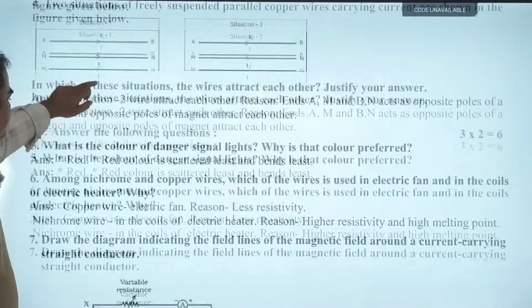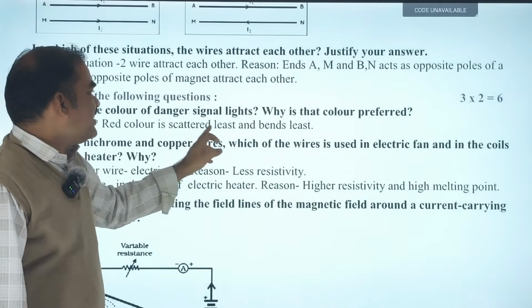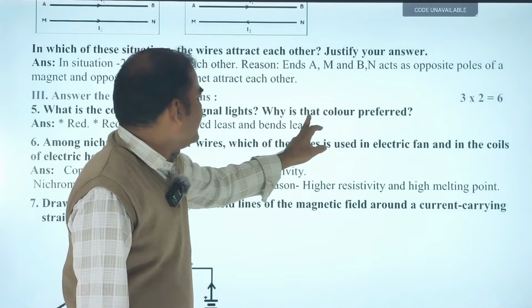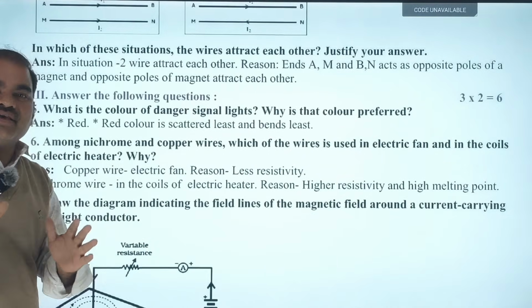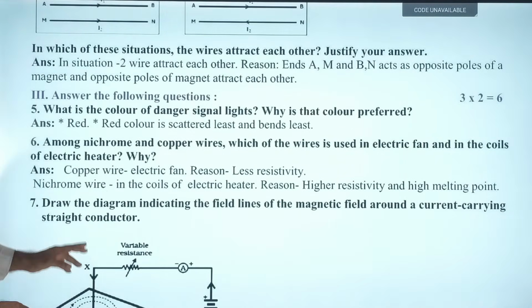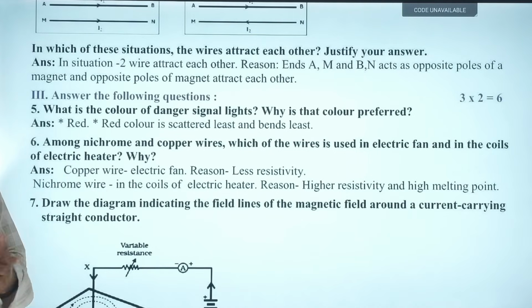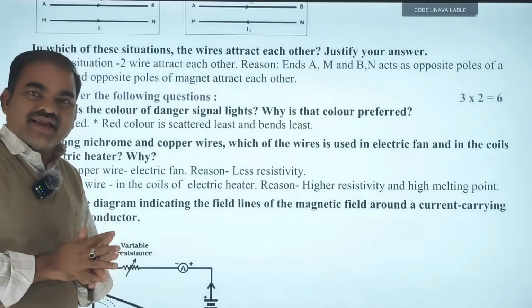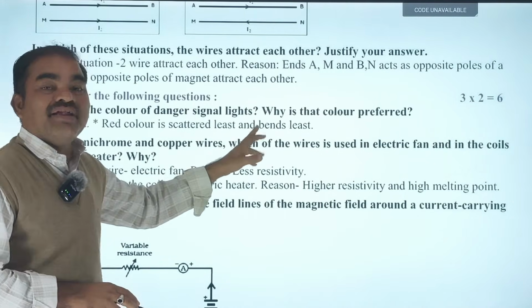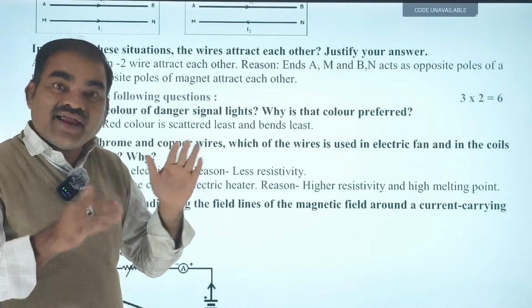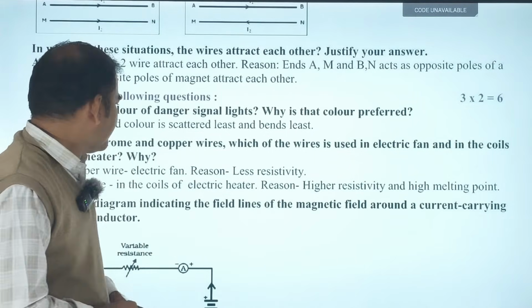And next one, what is the color of danger signal lights? Why is that color preferred? We know that in signals or whatever it may be, the danger color is taken as red. So this question is asked the maximum number of times. Why red color only? Red color is scattered least and bent least. And it is observed from a long distance also. That is the reason.